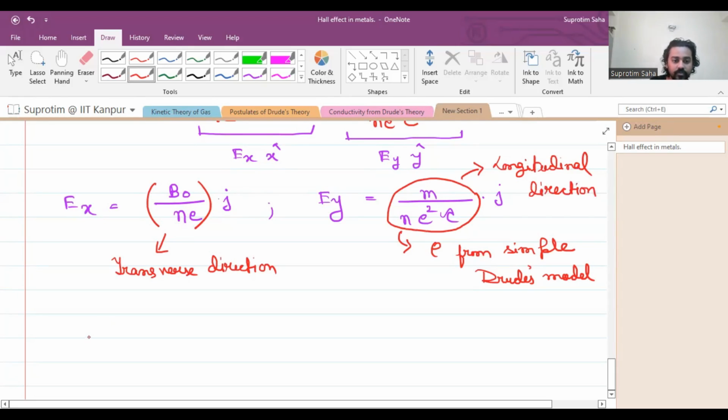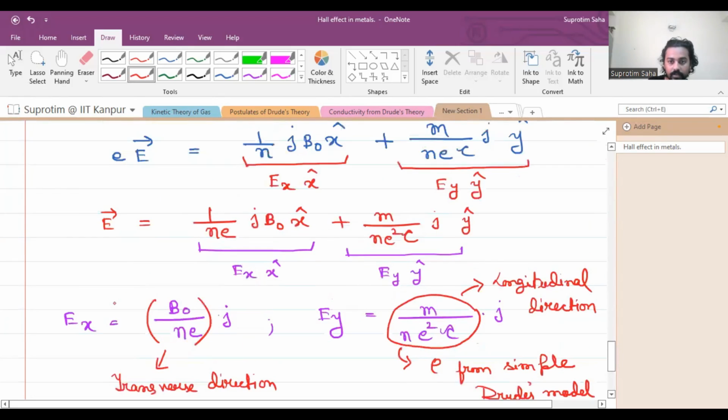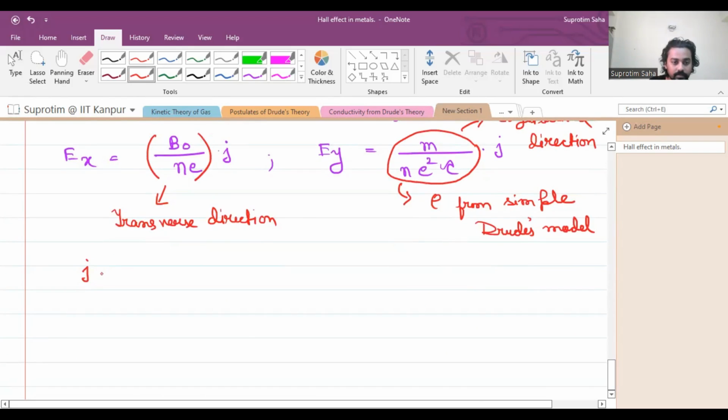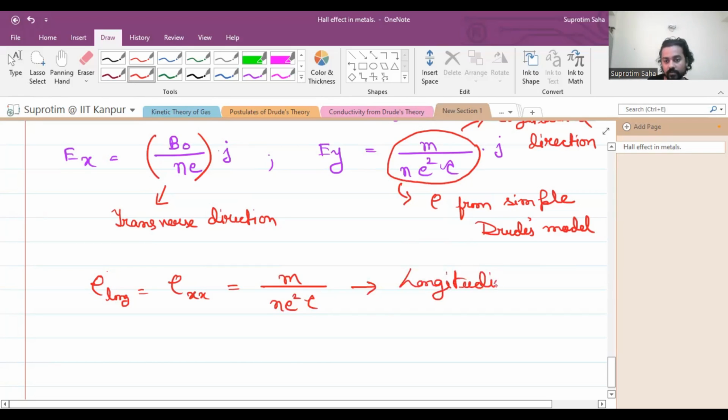Fine. So Jx, J, sigma E. So rho longitudinal, rho xx, is your m by n e squared tau. This is longitudinal resistivity, and we got it earlier also.